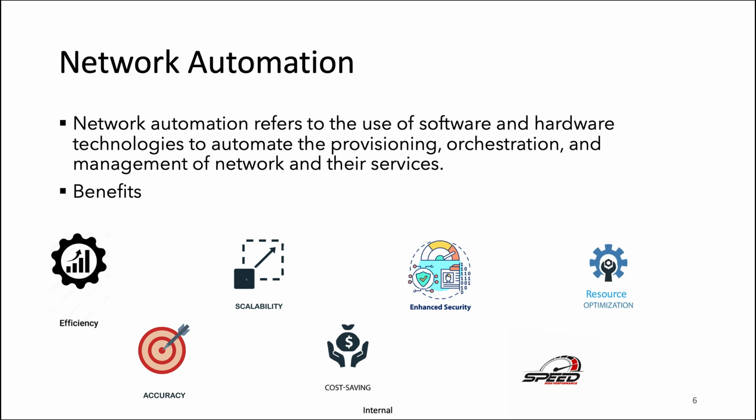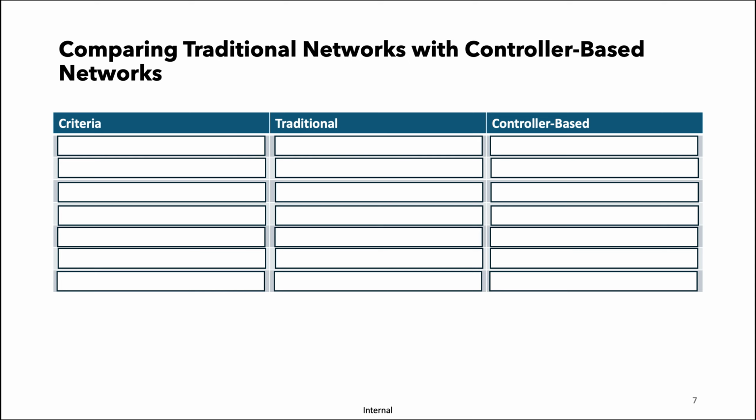Automation helps optimize the use of network resources such as bandwidth and computing resources. It can dynamically adjust network settings based on real-time traffic and performance data, improving resource utilization and users' experience. So with all these benefits, let's go ahead and compare the traditional network with controller-based networks.